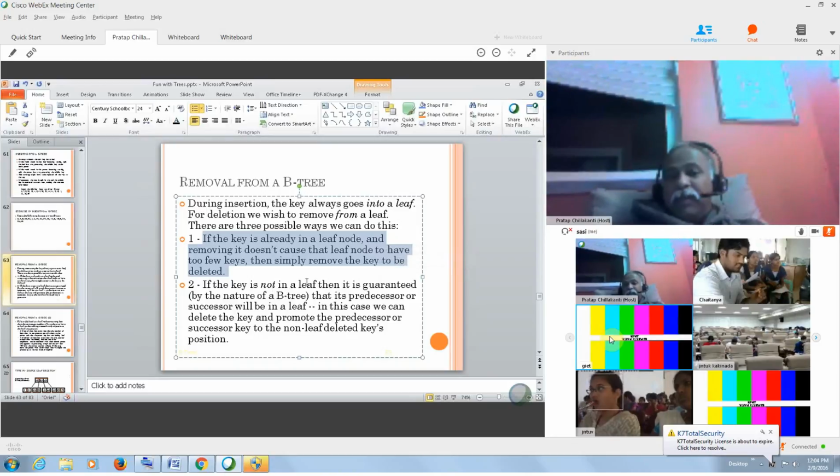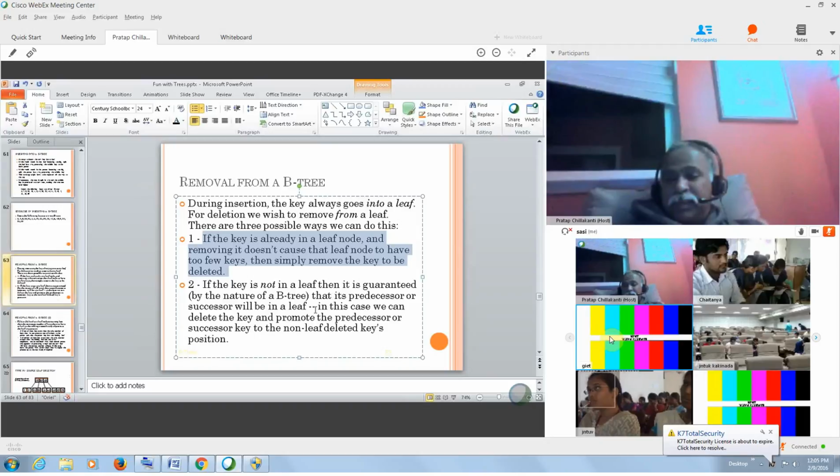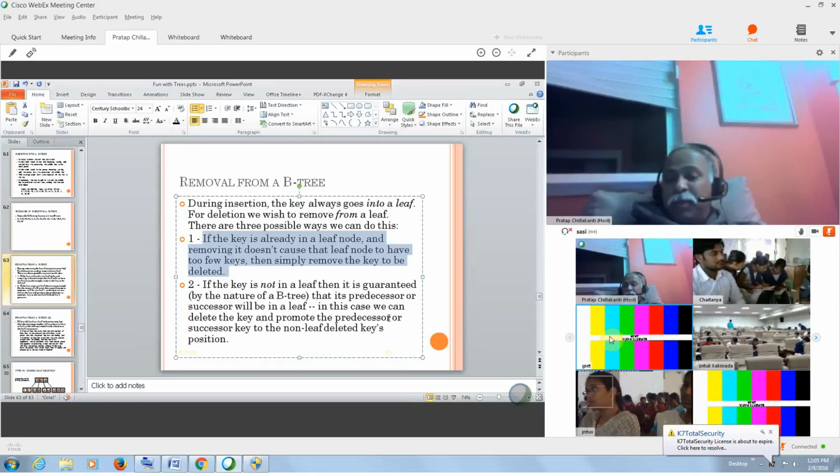Okay. If the key is not in a leaf, that means it is above the leaf. There is a root of that, right? Then or greater than, right? Okay. And then we delete the key and promote the predecessor or successor key to the non-leaf. Okay. 2 rules.